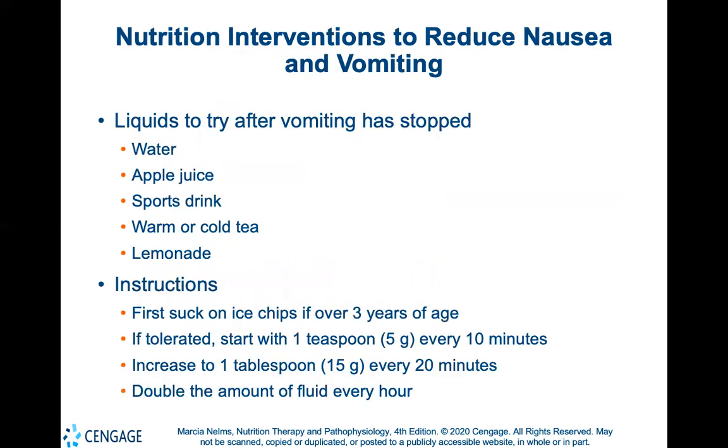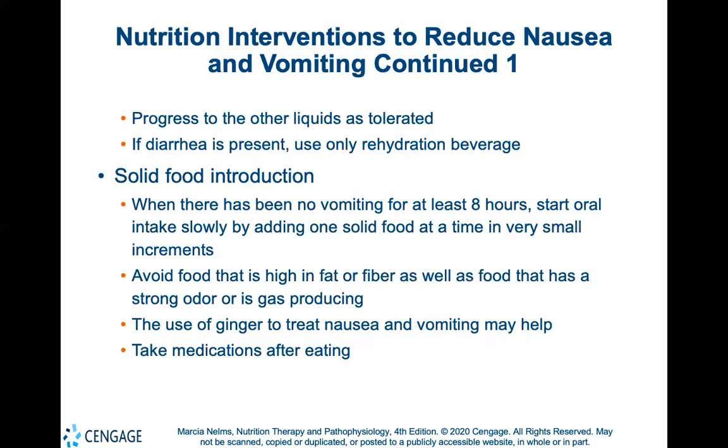Nutrition intervention to reduce nausea and vomiting. Liquids to try after vomiting has stopped include water, apple juice, sports drink, warm or cold tea, lemonade. Instructions: first, suck on ice chips if over 3 years of age. If tolerated, start with 1 teaspoon every 10 minutes, increase to 1 tablespoon every 20 minutes, double the amount of fluid every hour. Progress to the other liquids as tolerated. If diarrhea is present, use only rehydration beverages.